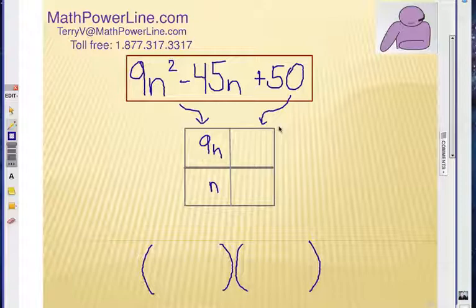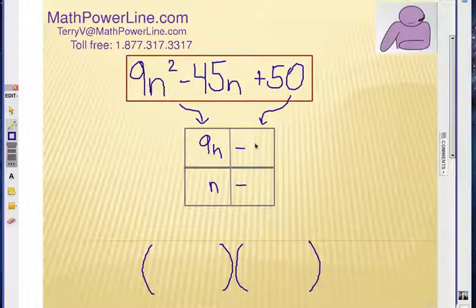I'm not sure where to go yet, but let's look at the signs. The signs of the middle term and the third term are always a good clue. You want to know whether you have to subtract to get the middle term or add to get the middle term, and what the signs are of these two factors right here. Notice that it's positive 50, so the signs will have to be the same, and it's a negative middle term, which means that I have to have a negative pair of terms here.